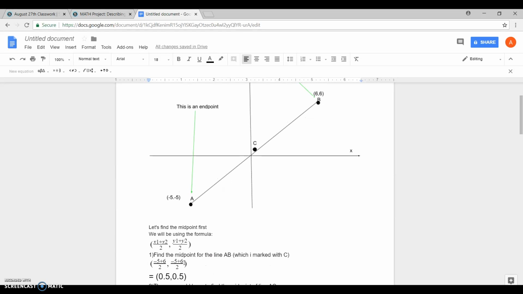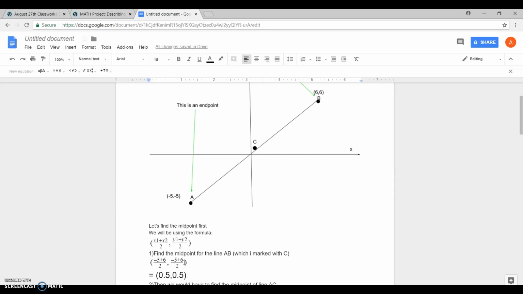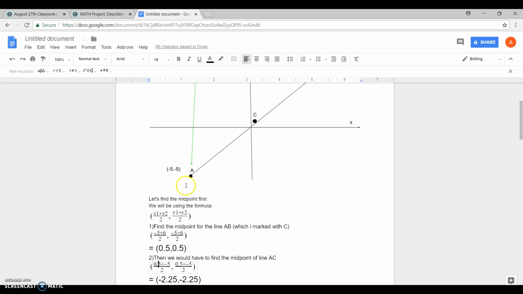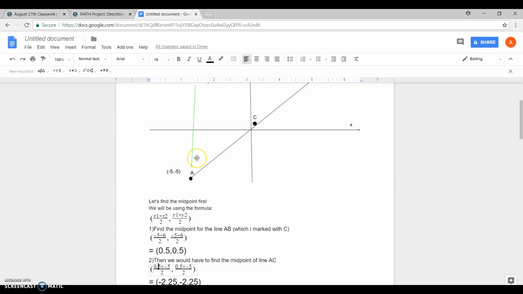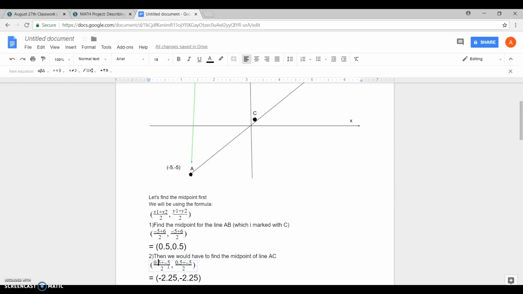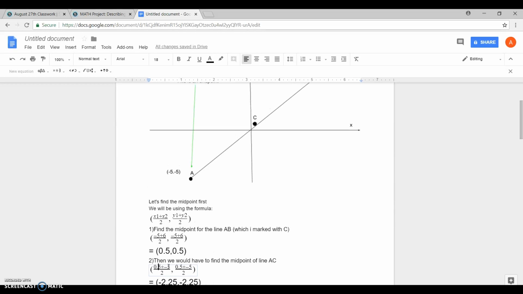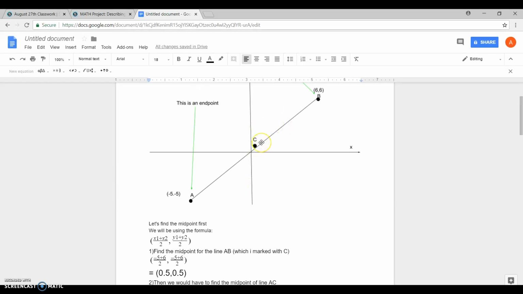The next step is to find the midpoints for the line segments AC and CB. This time, instead of using the coordinates for point B, we would use the coordinates for the midpoint and the coordinates of A and plug them into the midpoint formula, allowing us to find the midpoint for A and C. This would give me the first fourth of my line segment, which would be (negative 2.25, negative 2.25). So now let's find the midpoint for the line segment CB.